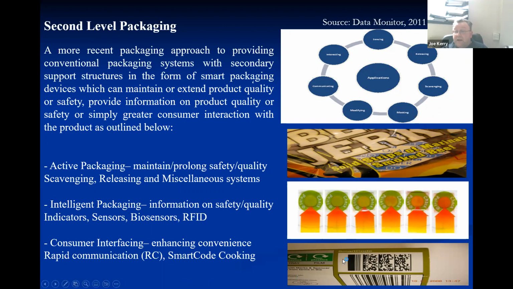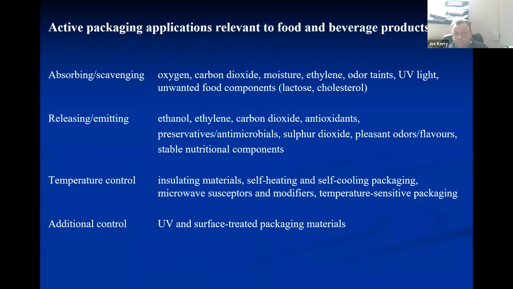The example here is a 3D printed electronic code that is the cooking instructions fed into a smart oven, covering all of the stages you would go through to cook the ready meal in question. So we have different types of technologies that exist in second level packaging, but I'm going to focus more on the active packaging.